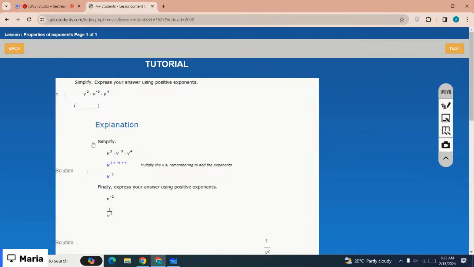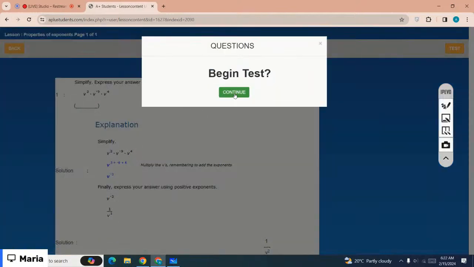So the correct option is v exponent negative 2. Or you can write it as a positive exponent by writing it in the denominator, so that is 1 over v squared. The correct option is 1 over v squared. Let's just start with the test questions.